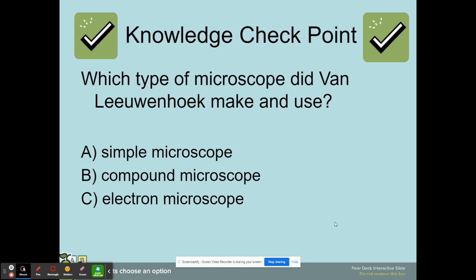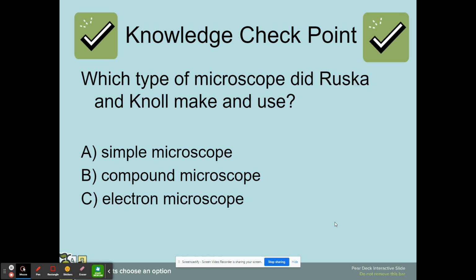What type of microscope did Van Leeuwenhoek make and use? Quiz yourself. And then lastly, what type of microscope did Ruska and Knoll make and use?